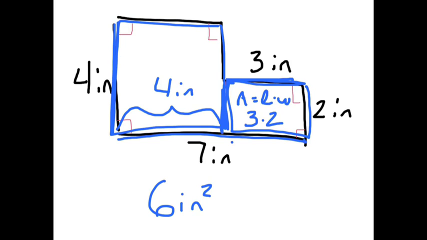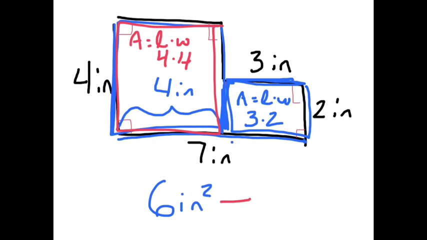So the total area of this rectangle is going to be area equals length times width, or 4 times 4, which is 16 inches squared, for a total area for the whole shape of 22 inches squared.